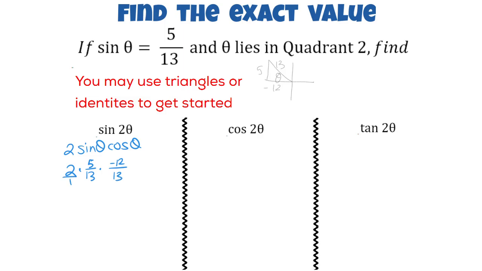And think of your 2 as 2 over 1, and you're just going to multiply that straight across. You have a 10 times negative 12, that's going to be a negative 120. 13 times 13 is 169, and we're just going to leave it there.